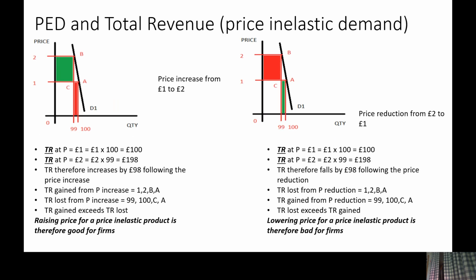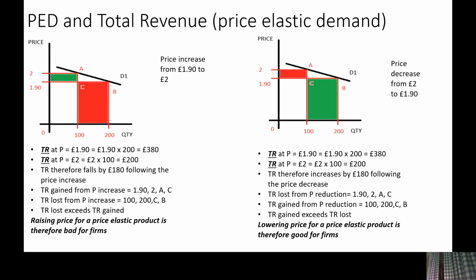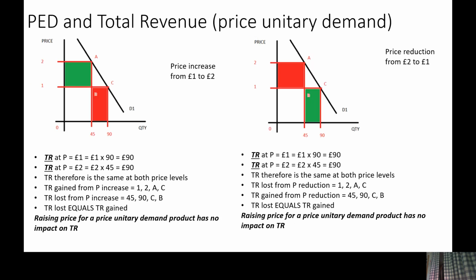Let's look at the difference, everyone. In inelastic demand, we would say raise the price. Elastic demand, we'd say lower the price. Now, when it comes to price unitary demand, it doesn't really matter. In these examples here, raising price or lowering price would lead to revenue changing by the same amount. So at both prices here, revenue is £90. There is no real benefit to adjusting price in terms of revenue anyway.